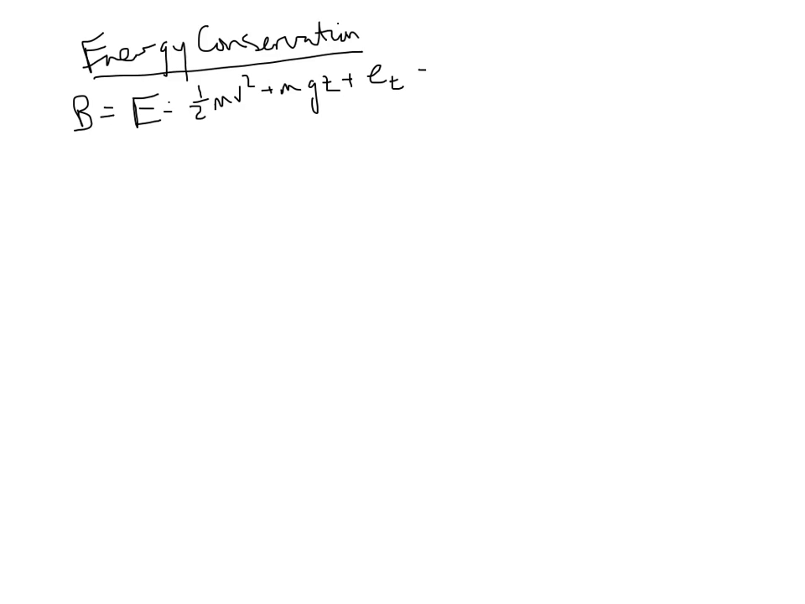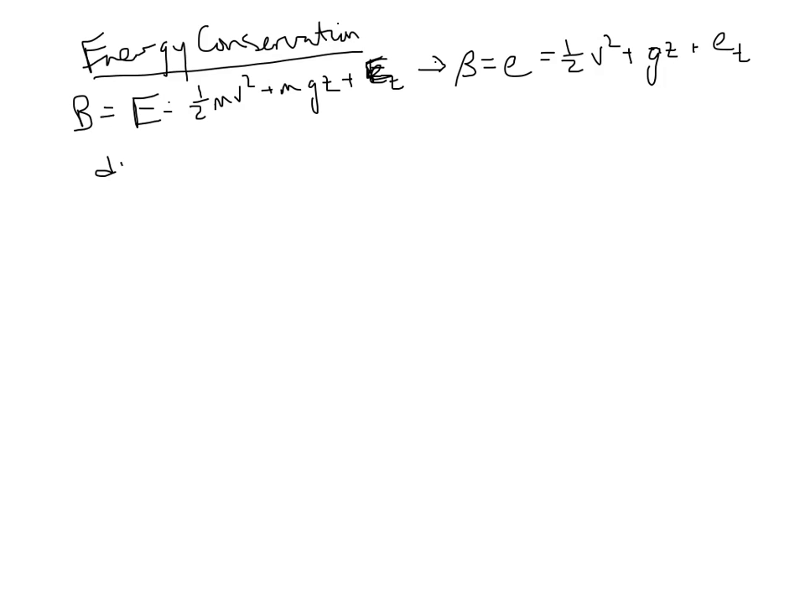Now with this definition, that should be capital E sub T, being the thermal energy. With this definition, beta is going to be defined as little e, and we just divide each term by m, and we get 1/2 v squared plus gz plus little e sub T, the thermal energy.